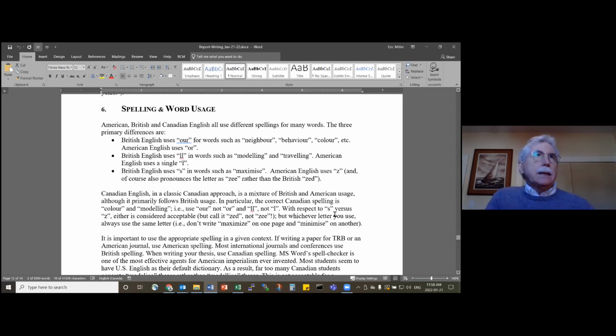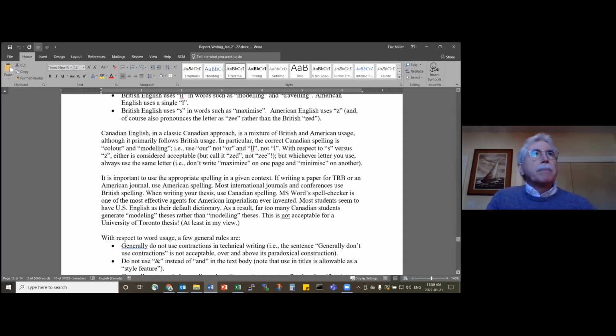We are completely confused and mixed up when it comes to S and Z. Either is acceptable, but be consistent. So don't maximize with a Z on one page and minimize with an S on the next. I actually tend to use a Z because I grew up near the American border. It somehow just looks better to me. But be consistent.